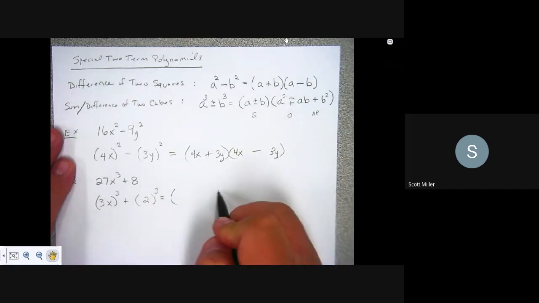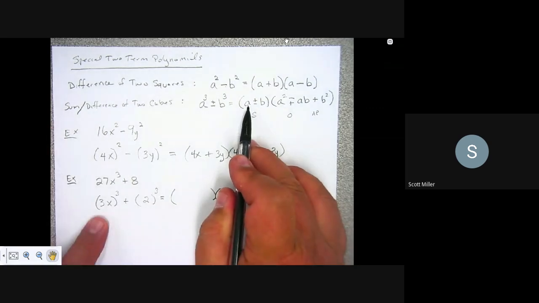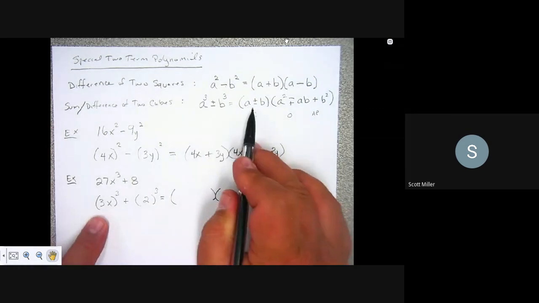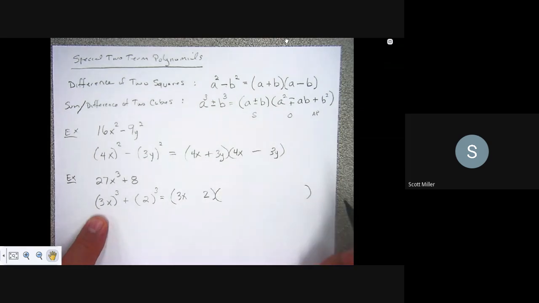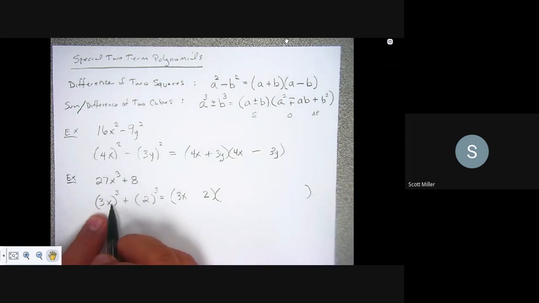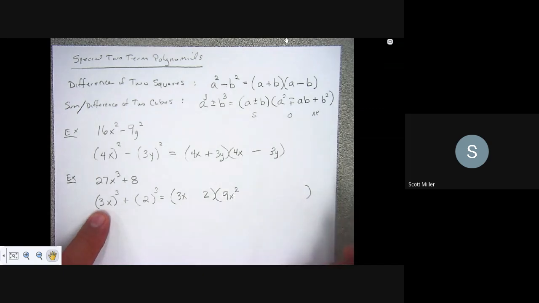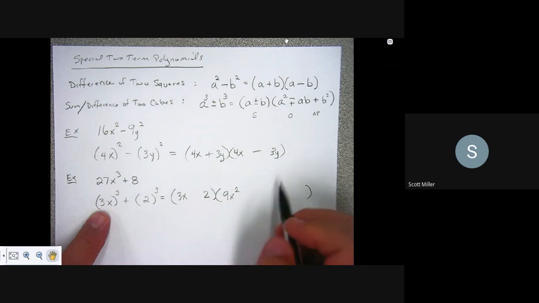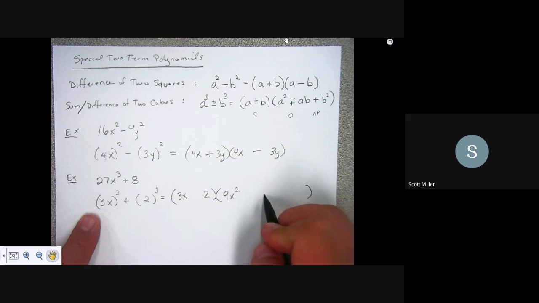So this one has 2 terms, and then it has 3 terms. The positions are that base and that base, so it would be A and B. And then it is whatever A was squared. So what is 3x squared? Well, I have to square the 3, which is 9, and square the x, which is x squared. And then the middle term here is the product of these 2 things. So 3x times 2 is 6x.